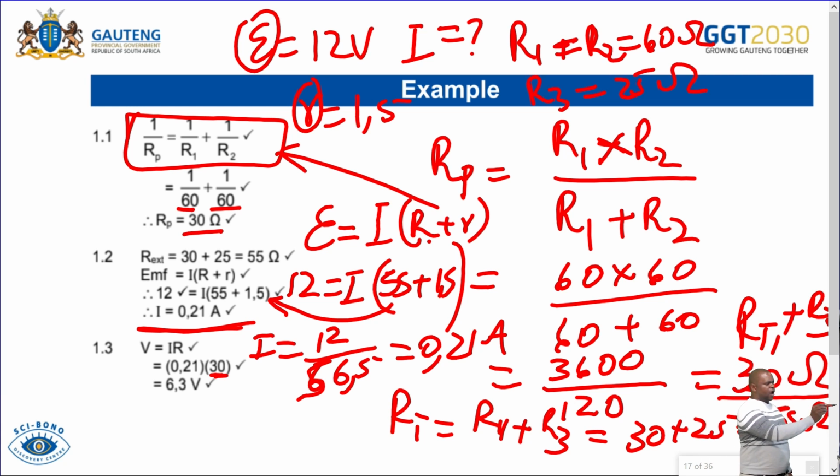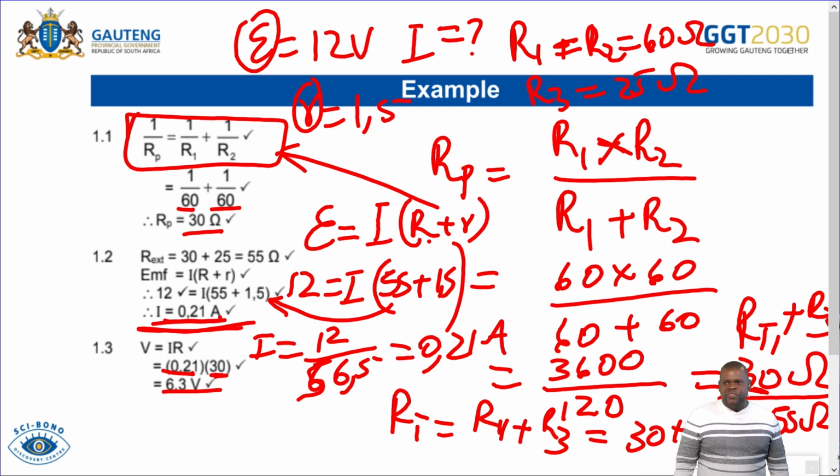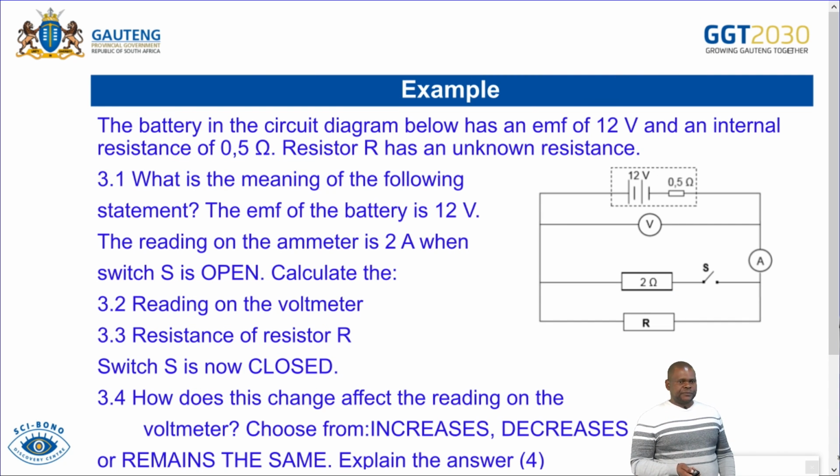And we know we found our current here. Because the current in the whole circuit is the same, now we are able to use this value that you got here. Then the voltage that is passing through the parallel connection will be 6.3 volts. Okay, then we are continuing.